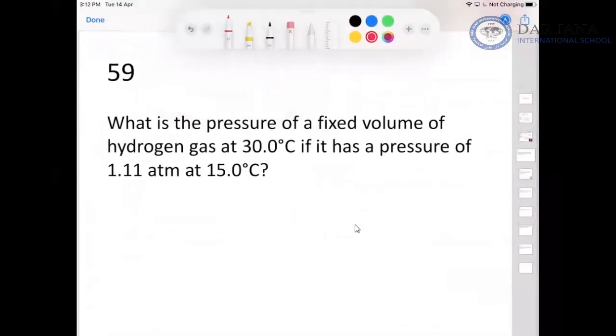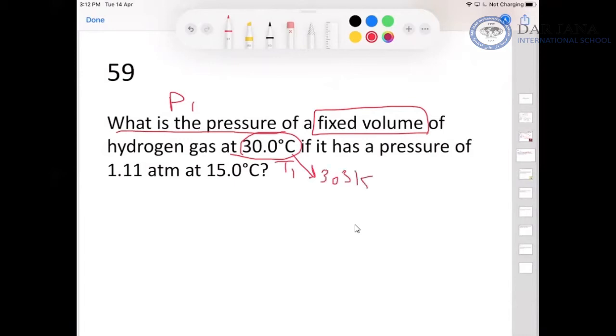Number 59. What is the pressure? So they wanted to find the pressure of a fixed volume. So this is a key word here. The volume is fixed. So they wanted to find the pressure. They wanted to find P1 of hydrogen gas at 30 degrees Celsius. So this is T1, right? And you have to convert it into Kelvin. So you are going to add 273. So this will be 303 Kelvin.